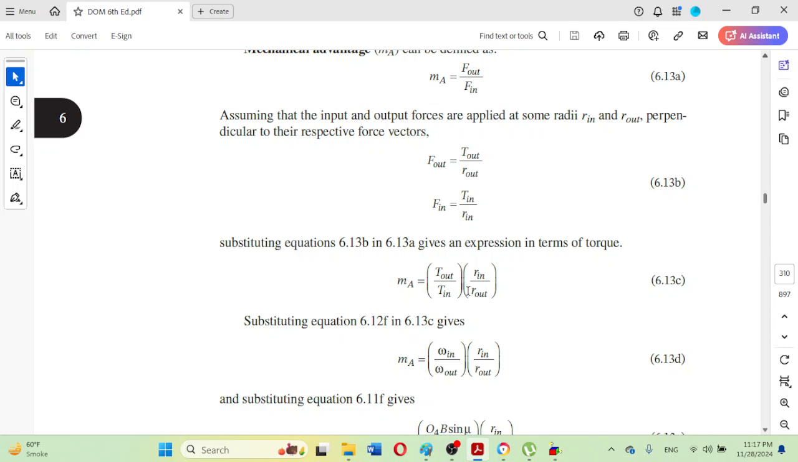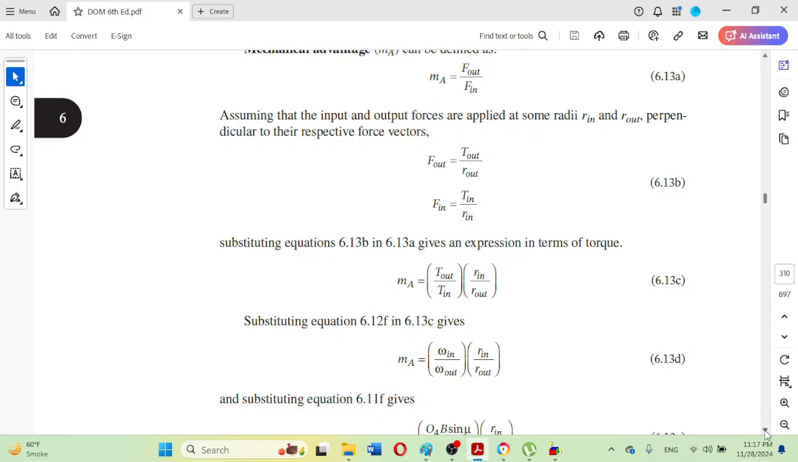So mechanical advantage is actually T out divided by T in into R in by R out. So substituting, as we can observe that T out by T in is actually equal to the inverse of the angular velocity ratio, or omega in divided by omega out.